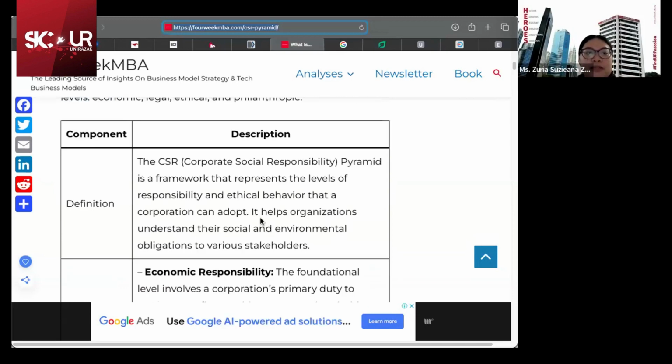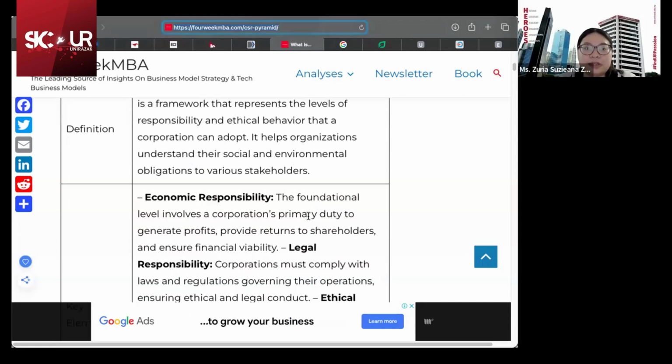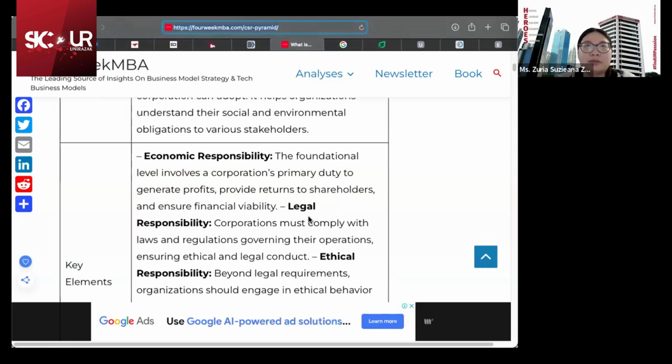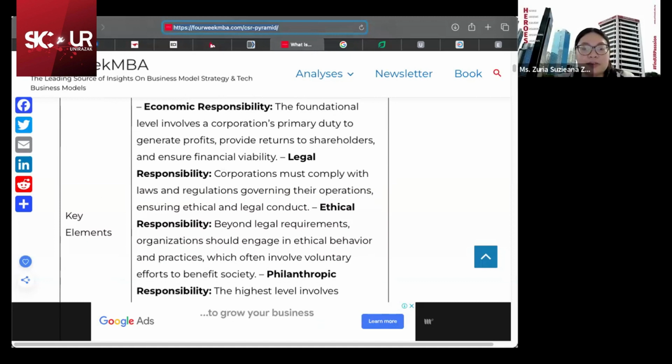So first, let's define what CSR is. CSR refers to corporate social responsibility. It represents the level of responsibility and ethical behavior that a corporation can adopt, and it helps organizations understand their social and environmental obligations to various stakeholders. The key elements in this pyramid are economic responsibility, legal responsibility, ethical responsibility, and philanthropic responsibility.